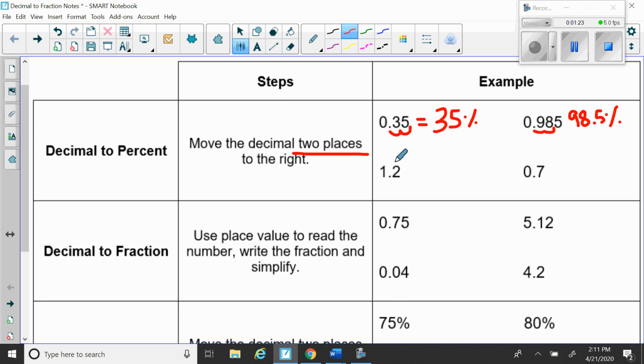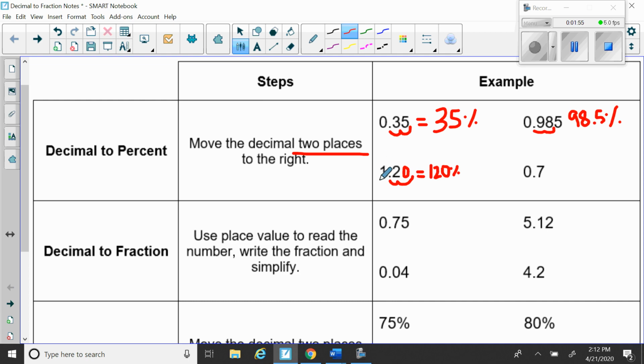Now here, we have 1 and 2/10. We still need to move that decimal over because we can pretend that there is a 0 here. Remember, when you add zeros, it does not change your decimal. So if we move this over 2 places to the right, that would give us 120%. I know that seems silly having more than 100%, but that's if you go past your goal and you are above 100%, 120% here.